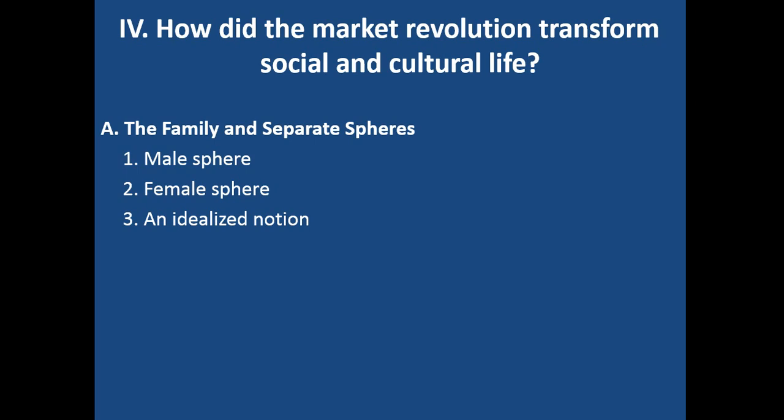The market revolution transformed social and cultural life, and in American history at this point, you have separate spheres. The male sphere. Men's jobs were outside of the home, at an office or a store. That was their primary role. The female sphere was to basically be at home to create an atmosphere of intimacy, love, and safety, a refuge from the cruel and competitive world of market relations.